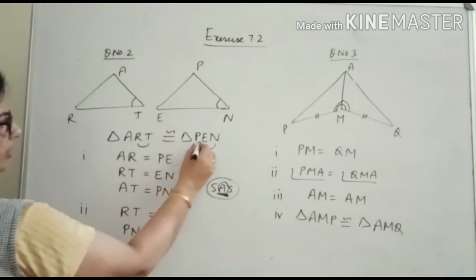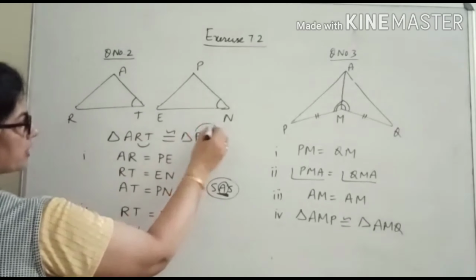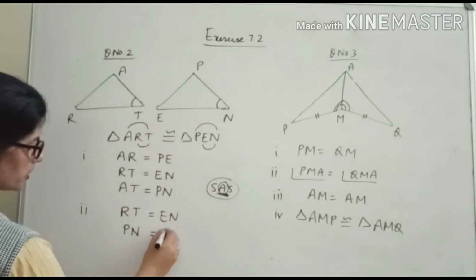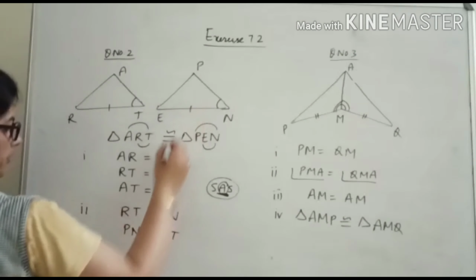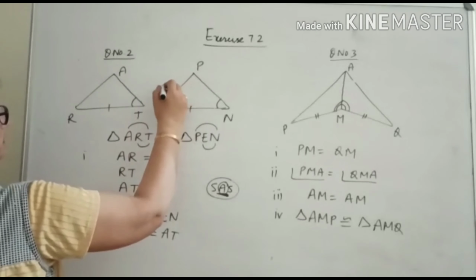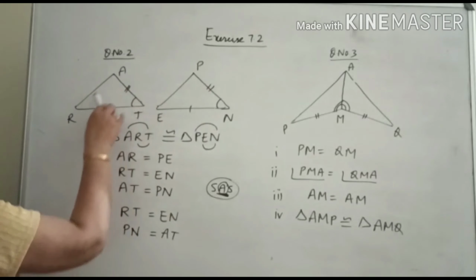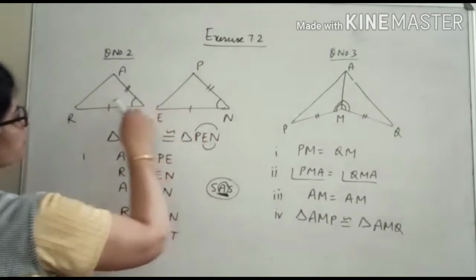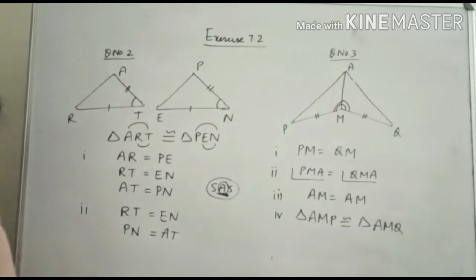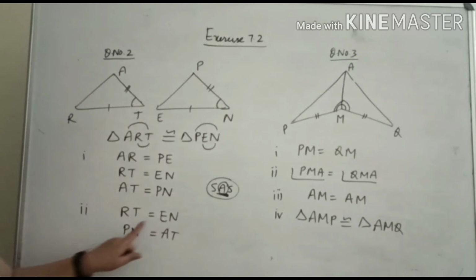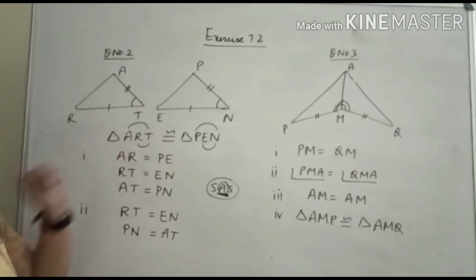RT is second, third here, EN will be second, third here. Then PN. PN is first, third. So what will be equal to this? AT. If RT is equal to EN, and PN is equal to AT, then we will say that these triangles are congruent by side angle side. Side angle side. So RT should be equal to EN and PN should be equal to AT. This you can see in the order here.